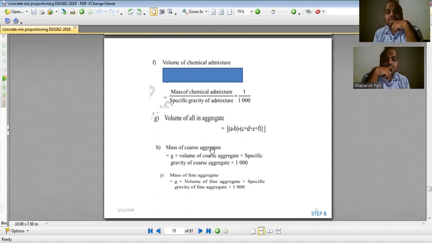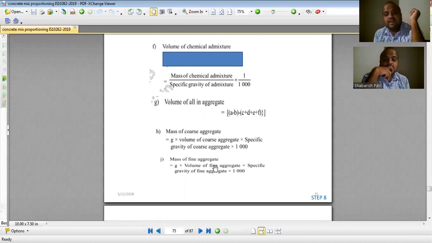Then the mass of coarse aggregate will be this G into the volume of coarse aggregate, multiplied by the specific gravity of coarse aggregate into 1000. Similarly, the mass of fine aggregate will be G into the volume of fine aggregate. What will be the volume of fine aggregate? Once I have the volume of coarse aggregate from the previous step, 1 minus the volume of coarse aggregate will be my volume of fine aggregate. From this you will get the mass of the fine aggregate.